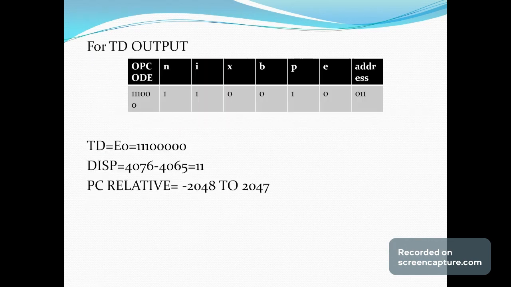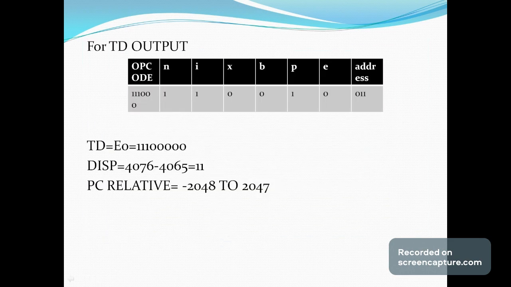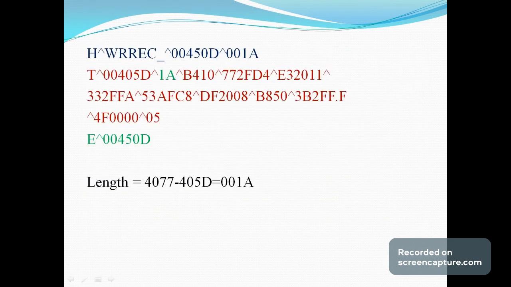First, we look into the object code for all the instructions in this table. The object code is calculated using those diagrams, using the opcode and the flag bits. After calculating all the object codes, we need to calculate the object program. This object program consists of three things: the header section, the text section, and the end section.